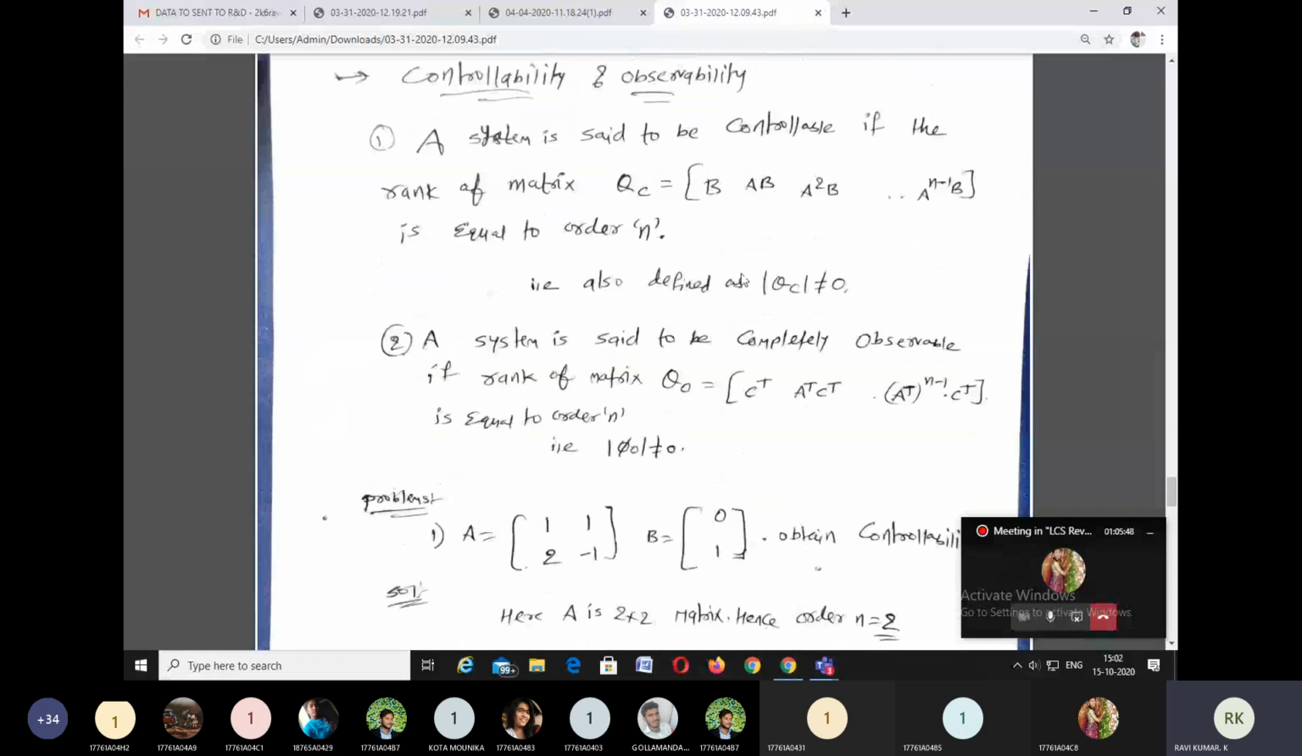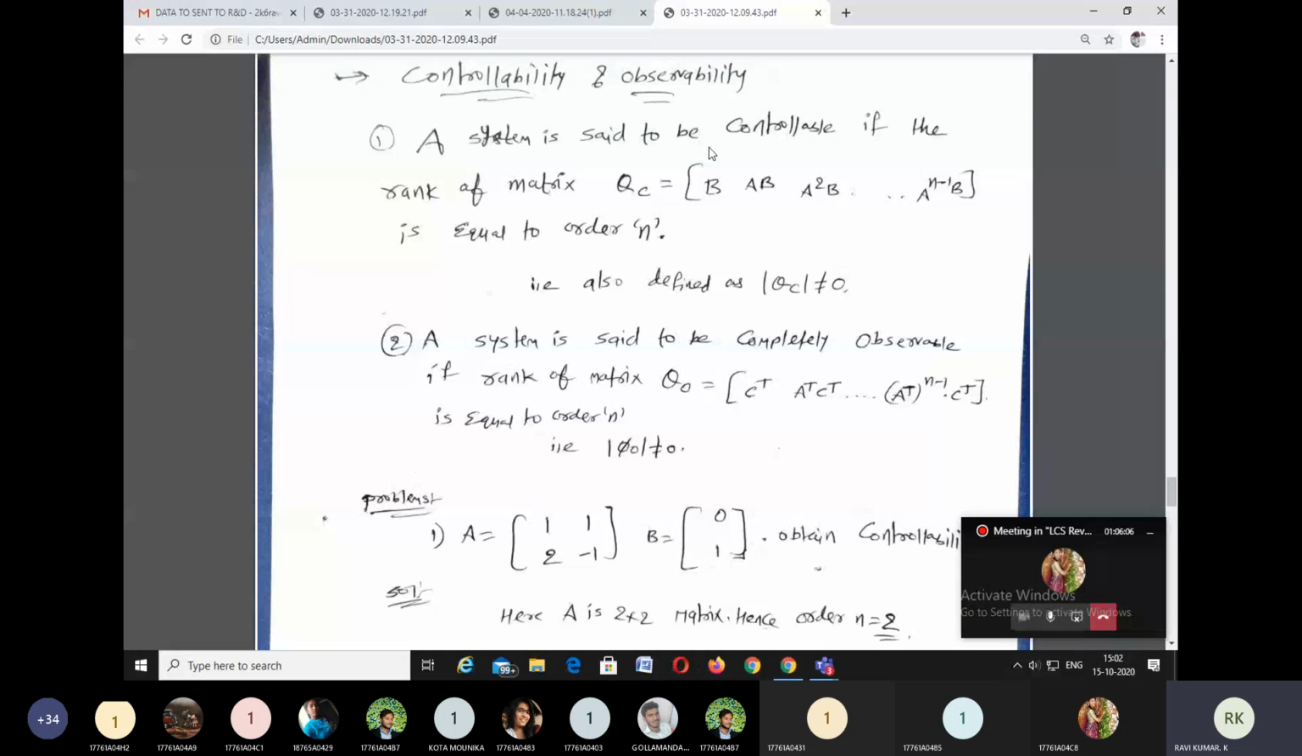So the next important concept is controllability and observability. See, a system will be given to you, and you have to write the controllability and the observability, right? Whether the system is controllable or whether the system is observable. How to calculate that one, right?